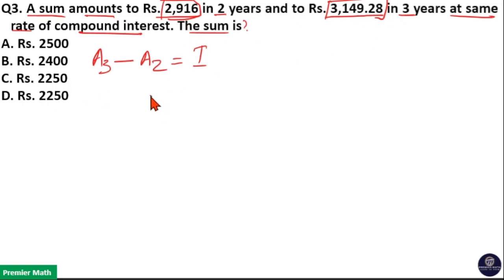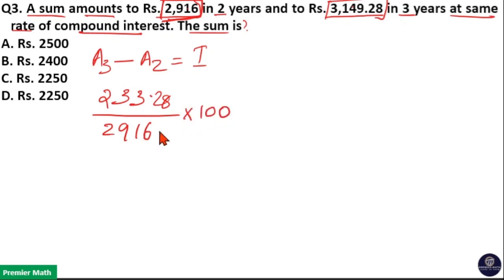Take the difference. 0.28, 9 minus 6, 3, 4 minus 1, 3, 1 minus 9, that is 11 minus 9, 2. So, 233.28 is the interest received from the amount 2916 because amount at the end of 2 years will become the principal for the third year. So, this 233.28 is received from this principal 2916. So, if I convert it into percentage, this will become rate of interest here.